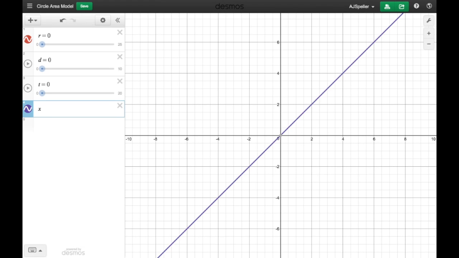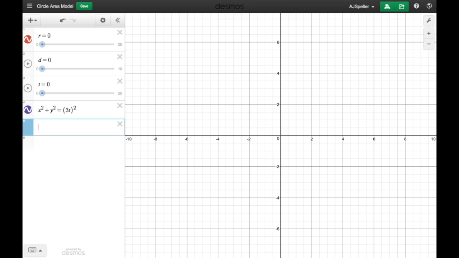So we have x squared plus y squared is equal to 3t, and that quantity is squared. Alright, we don't see anything at this point because we said we have t at 0. So we're going to increment t, and there you see we have a circle that's being drawn in.